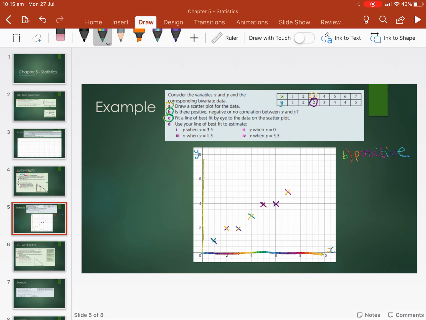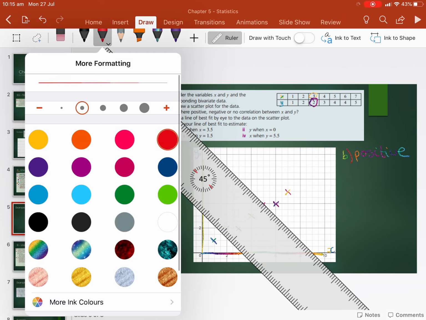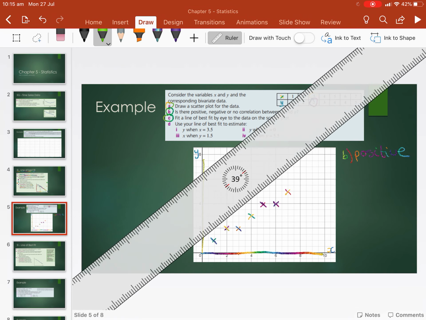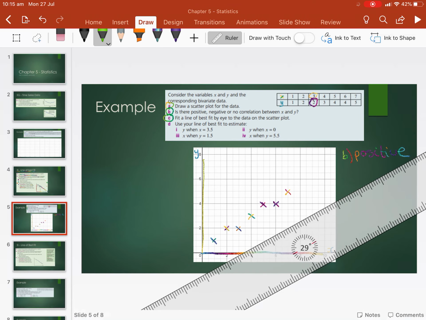This is when it's probably good to get a ruler. So I've got one here and I might use red or green. Okay, so moving it around a little bit. How many points do I have? 1, 2, 3, 4, 5, 6, 7 points. I'm going to try to get 3 on each side and probably 1 going through my line.